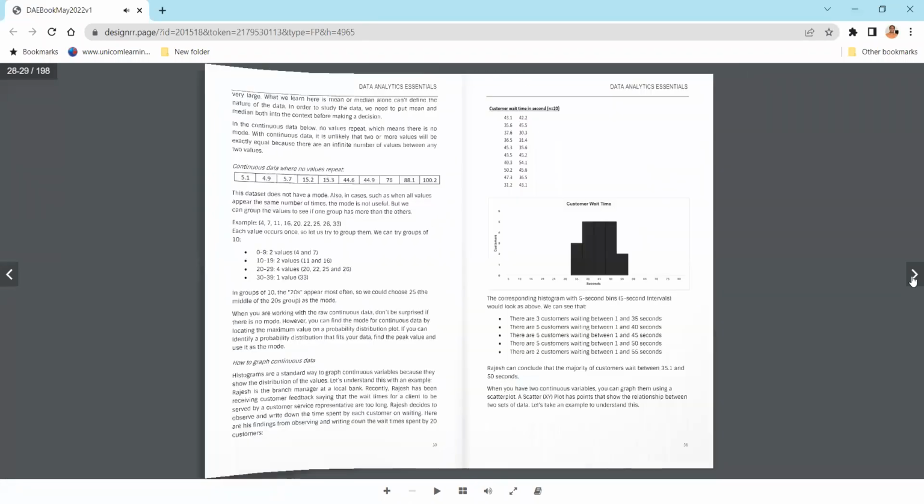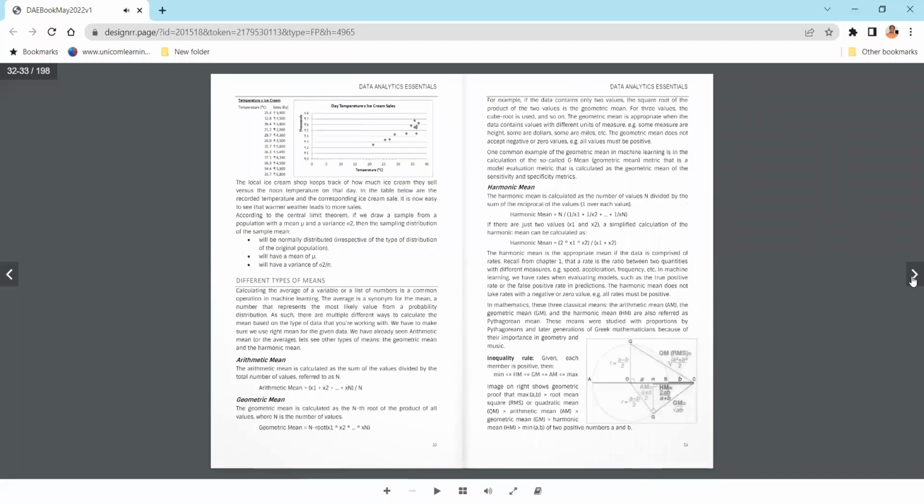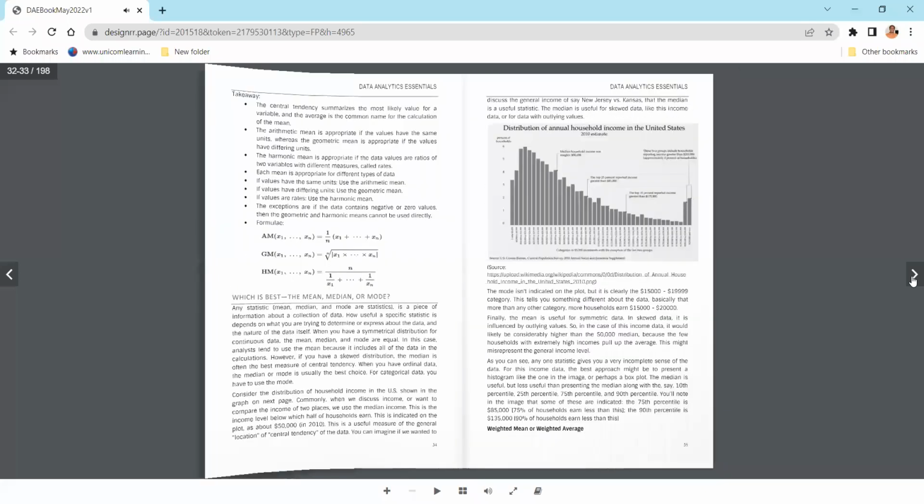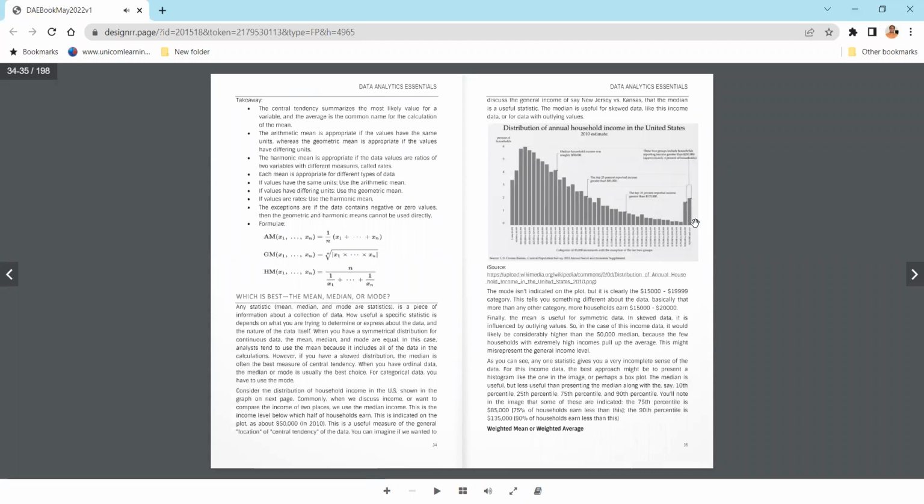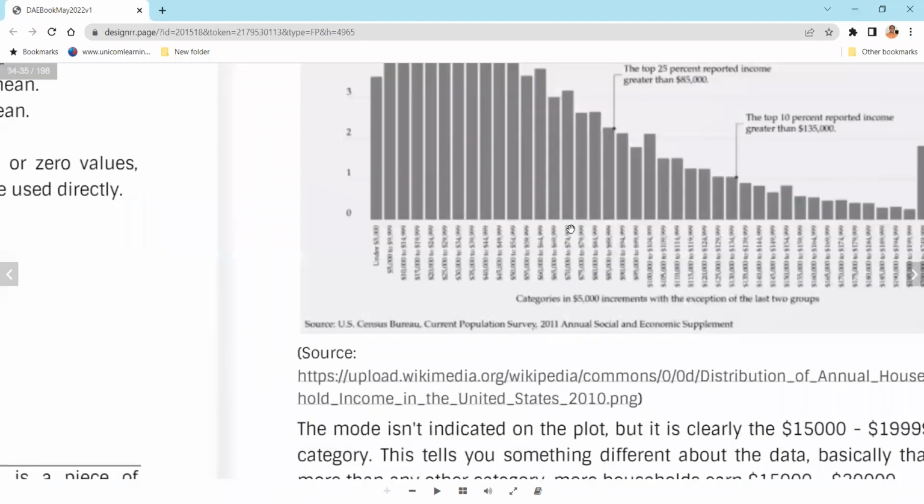Okay, so we discussed mean, median, mode. There are different types of mean, but we don't need it. So let's talk about this.